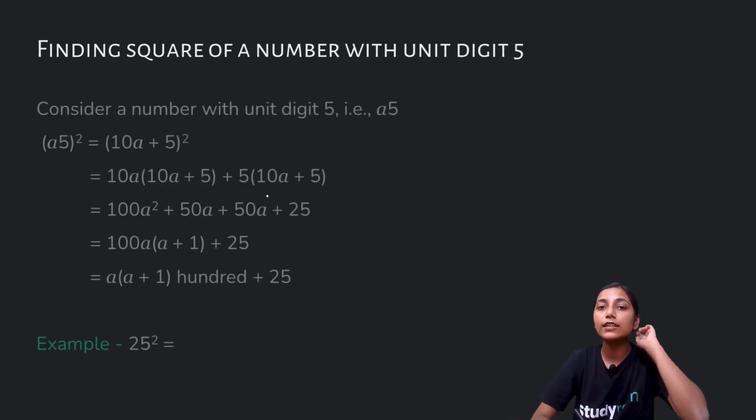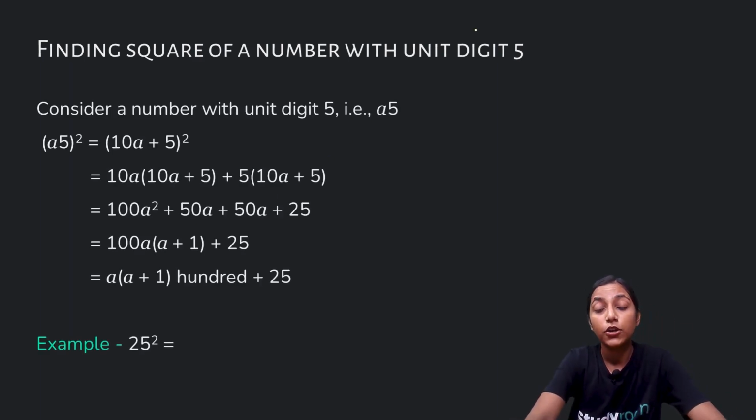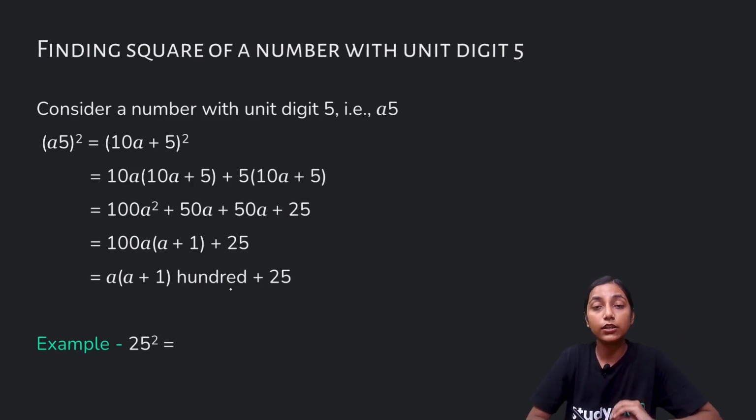Next up, we have finding the square of a number with unit digit 5. There is actually a formula for finding the square of a number that ends with the digit 5. So a number that has the unit digit 5, that number's square can be easily found out with the help of a formula.